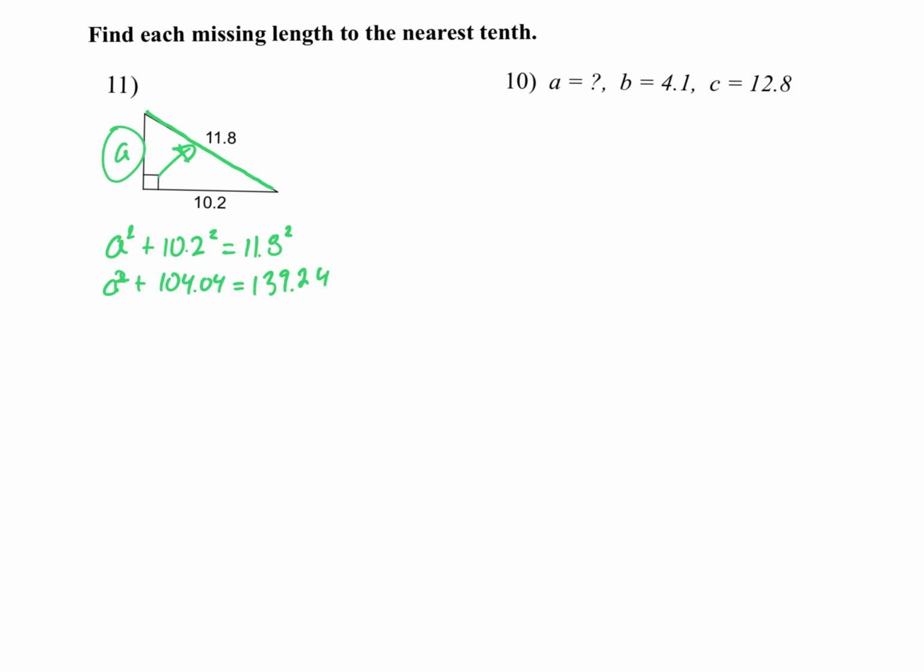Now, I don't want to add those because now I'm trying to get this A squared by itself. So I'm going to have to subtract that 104.04. If I subtract, I just end up with that A squared there on the left. It's going to be a 0. 2 minus 0 is 2. 9 minus 4, 5. 3 minus 0, 3. So 35.2. Now to solve for A, I want to take the square root. A is equal to 5.93 blah blah blah, so it's going to be 5.9.